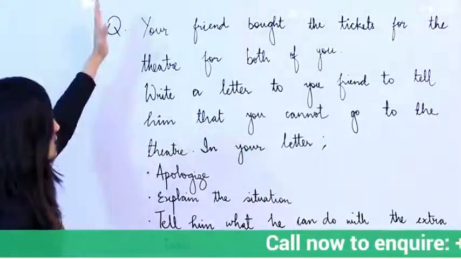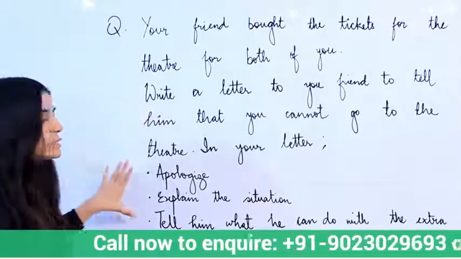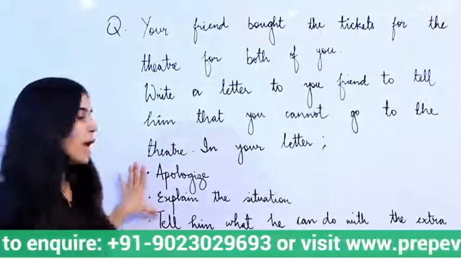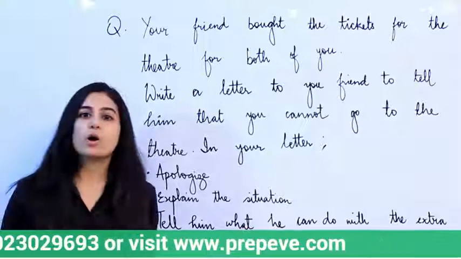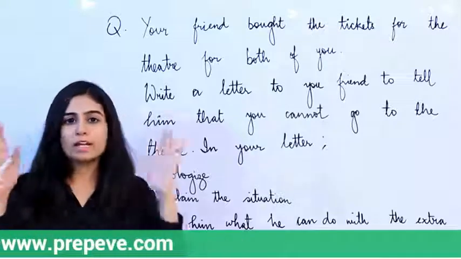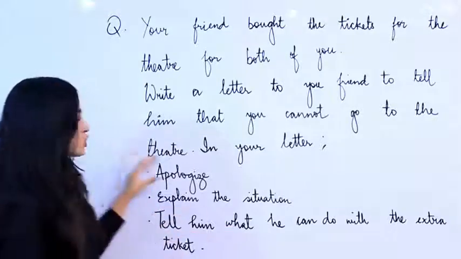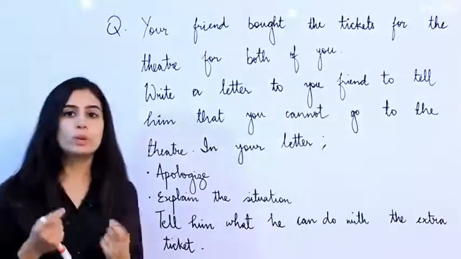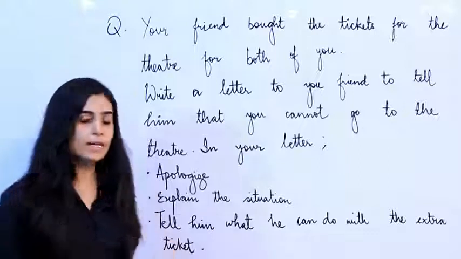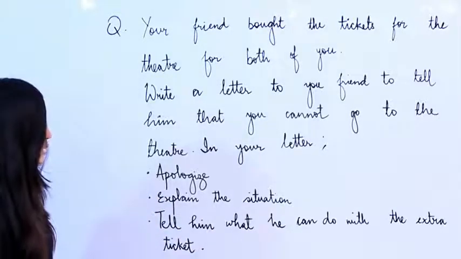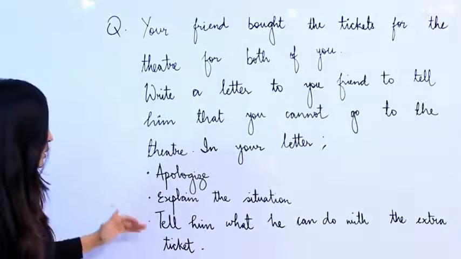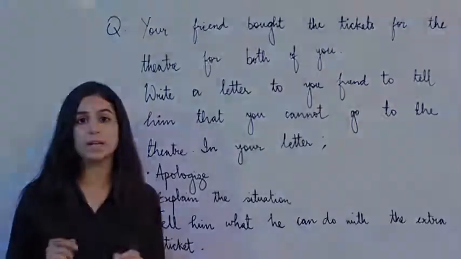So this is the situation that is given to you. This is what you have to mention in your letter. And the best part about IELTS is that you don't have to put your brain into writing the letter. They've already given you the contents of the letter. They've mentioned the 3 bullet points on which your letter should stick to, right? Your letter should stick to these 3 bullet points, which are to apologize, to explain the situation and tell him what he can do with the extra ticket.